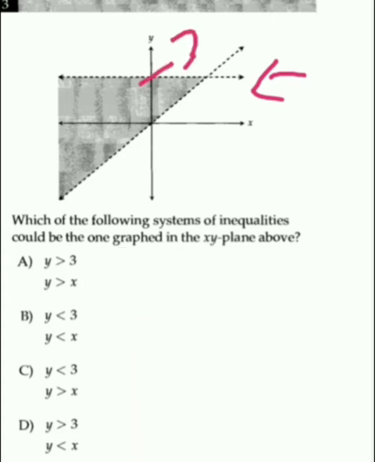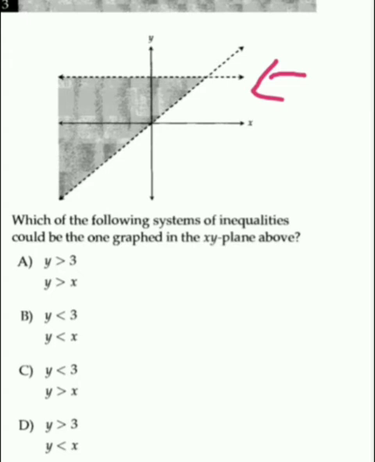Anyway, for inequality, if it's greater than for y, you go up. If it's less than, you go down. For x, if it's greater than, you go to the right, and for smaller than, you go to the left. Anyway, let's check the first line here.